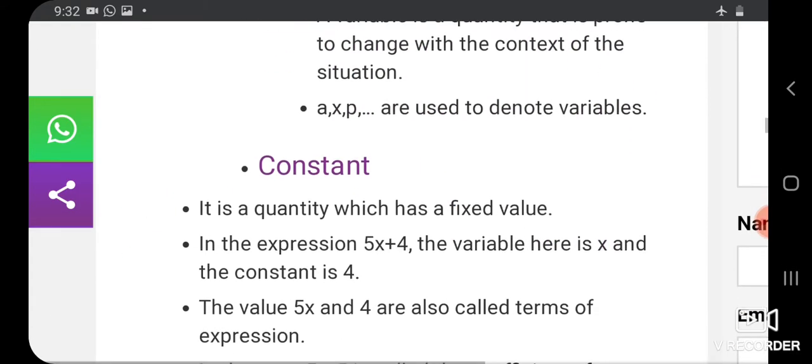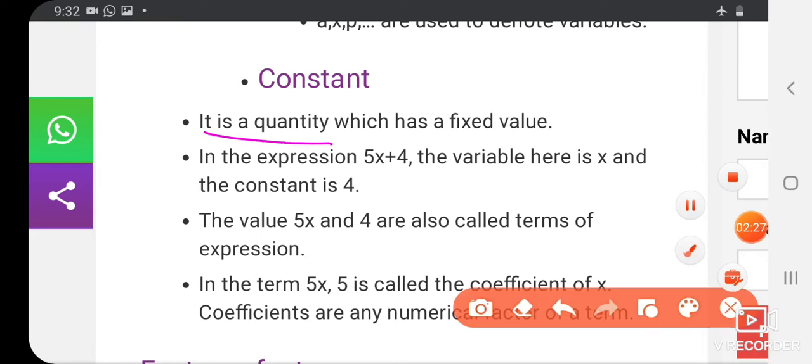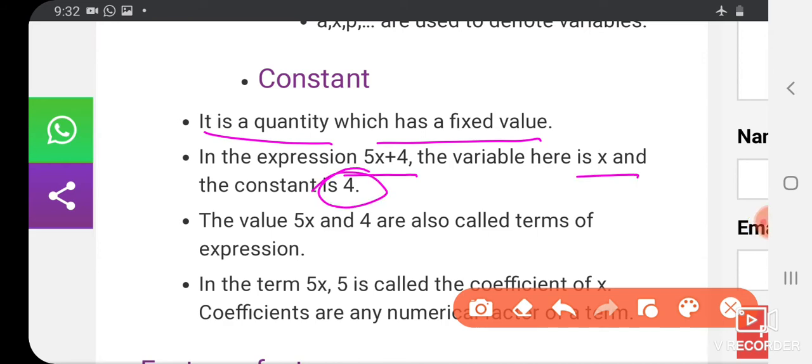Okay, then constant, as already told, it is a quantity which has a fixed value. Okay, in the expression 5x plus 4, the variable here is x and constant is 4. Hope you all understood what is a constant and variable. Okay, then the values 5x and 4 are also termed as expression.